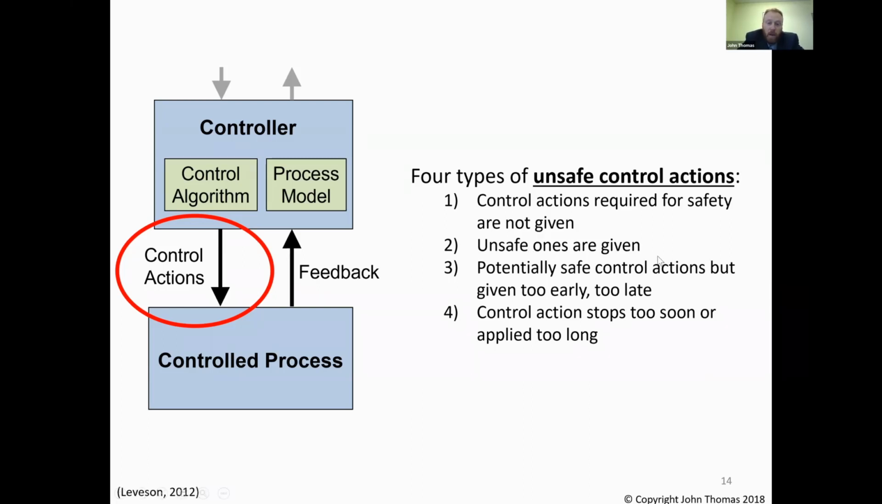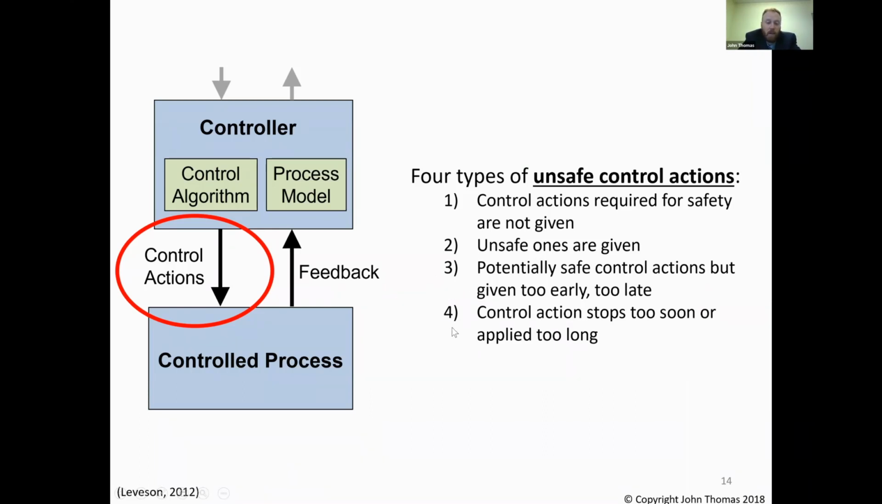Case 2, an unsafe command is given. Maybe you brake when it's a really bad idea, when there's traffic close behind and you're on a highway, for example, and you provide a large amount of braking. Case 3, maybe potentially the right control action is given, but it's a little too early or too late. So you provide the brake control action in a car, but it's 3 seconds too late. Maybe the right situation is just too late. So this is a timing related control action that we care about.